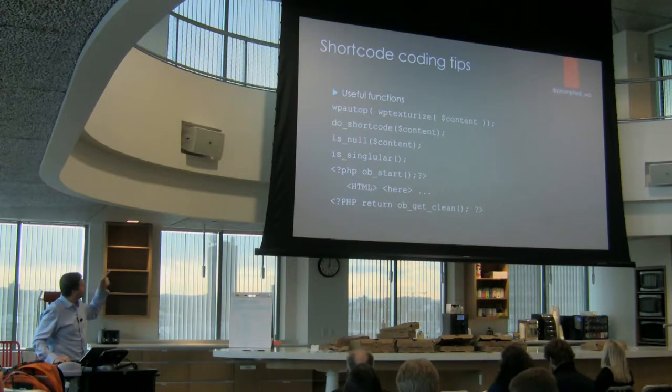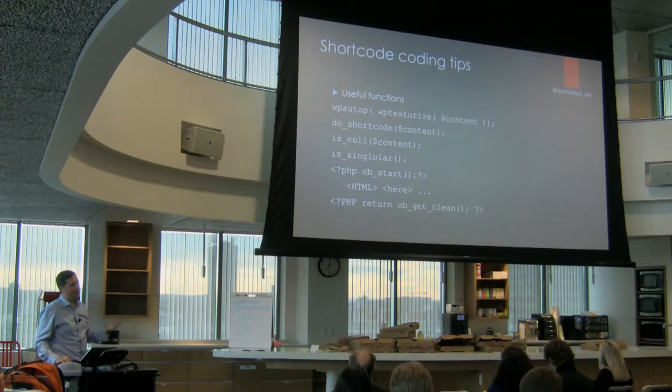So yes, a couple of coding tips. You mentioned wpautop and wptexturize. There's a new shortcode function which will run the shortcode. And content is passed into the function, which you'll see in a minute. So checking if the content is null is often useful. And finding out if you're on a singular page or a category page is something very useful.